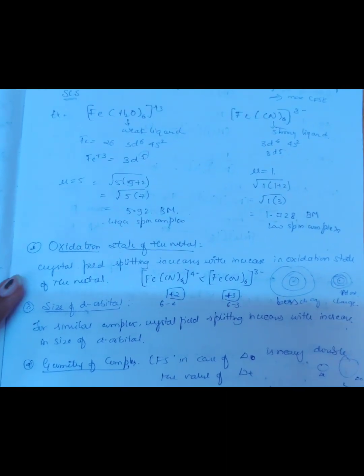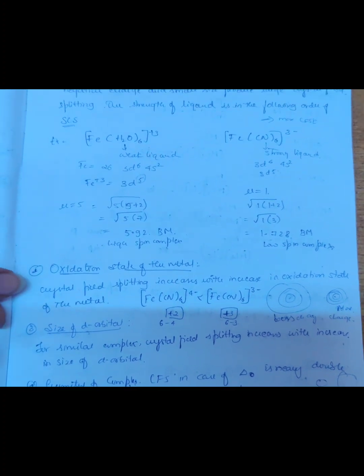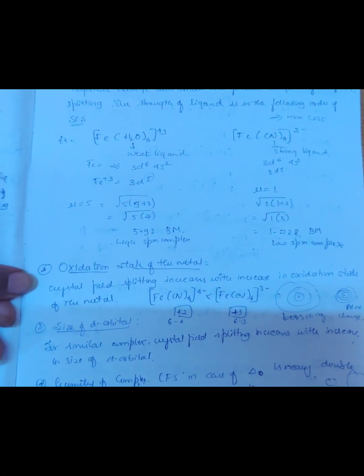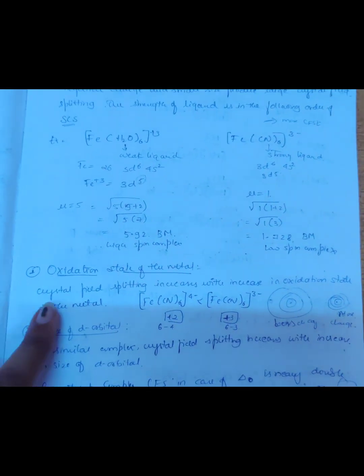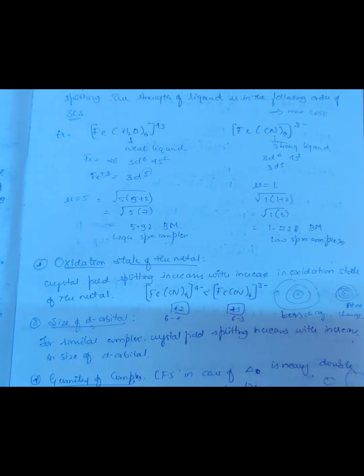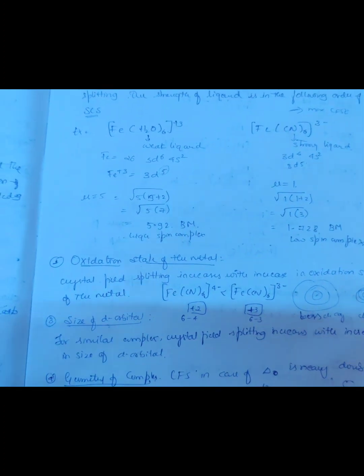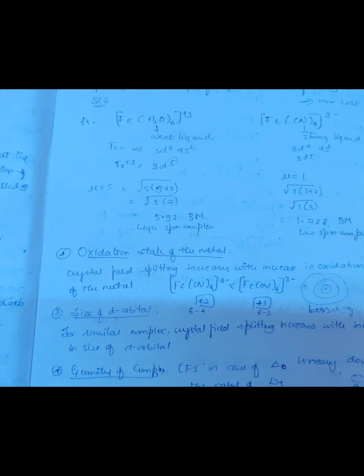Next, moving on to the second factor, that is oxidation state of the metal. In this, the crystal field splitting increases with increase in the oxidation state of the metal. As the crystal field splitting increases, the oxidation state of the metal also increases. This one is directly proportional. Oxidation state of the metal is directly proportional to the crystal field splitting energy.